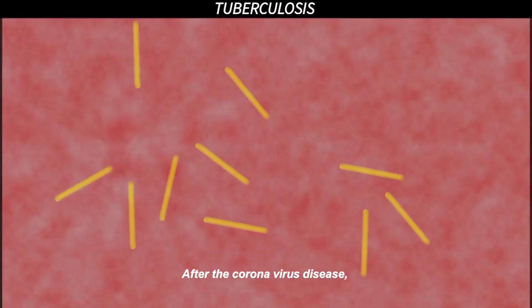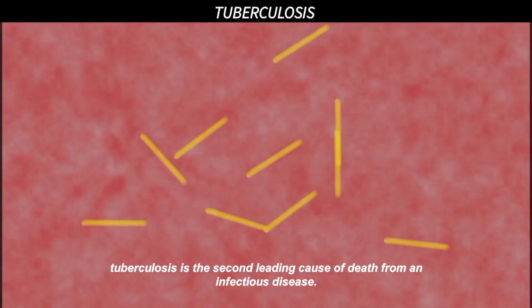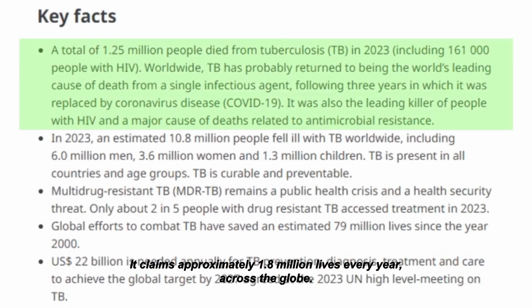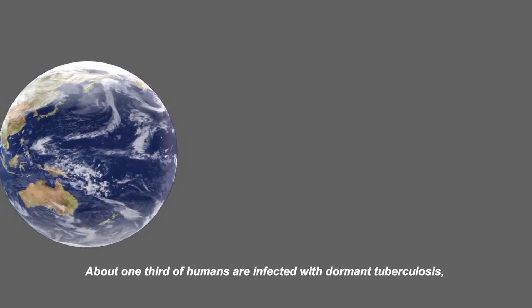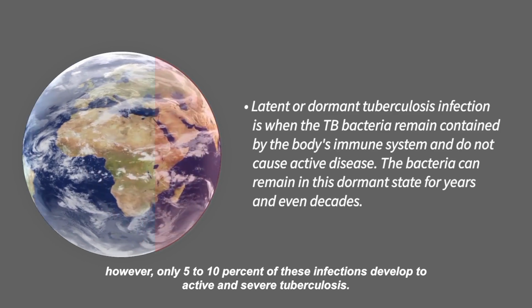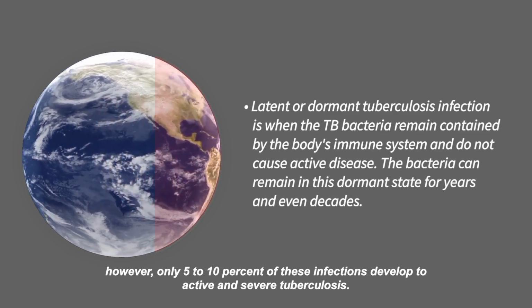After the coronavirus disease, tuberculosis is the second leading cause of death from an infectious disease. It claims approximately 1.8 million lives every year across the globe. About 1/3 of humans are infected with dormant tuberculosis. However, only 5 to 10% of these infections develop to active and severe tuberculosis.